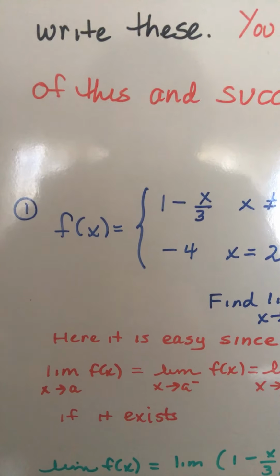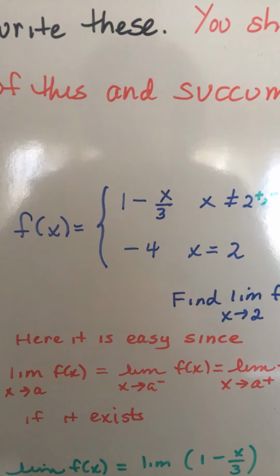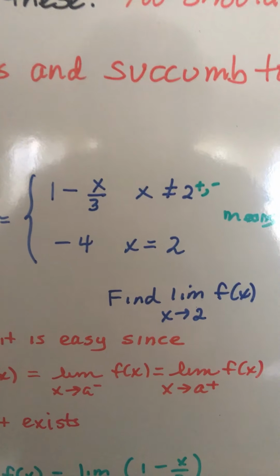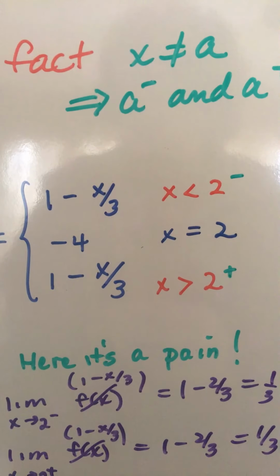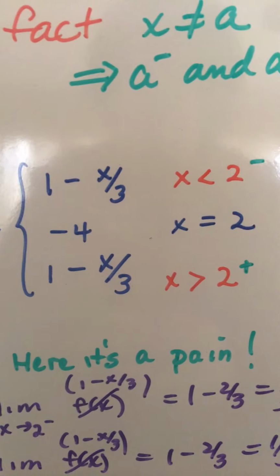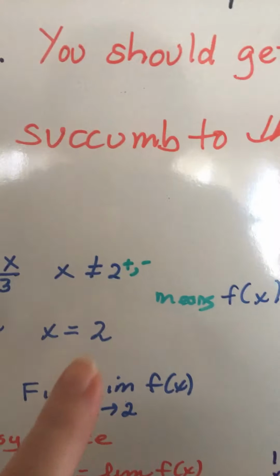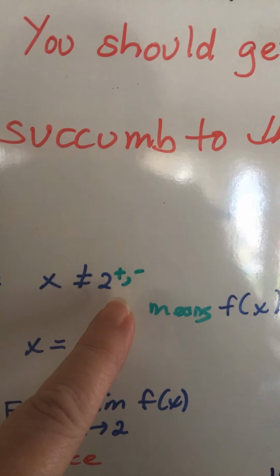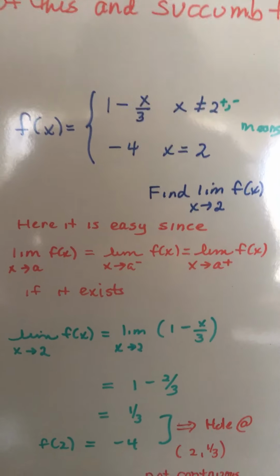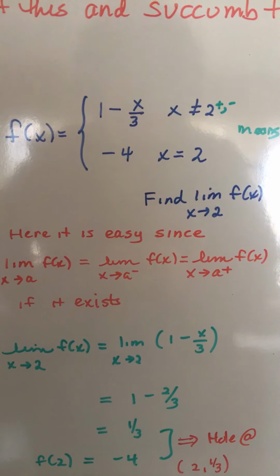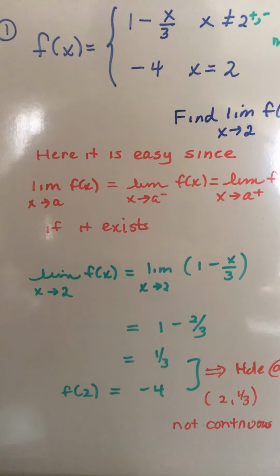So, for example, f of x is equal to 1 minus x over 3 when x is not 2, and -4 when x is 2, and I want to find the limit. Well, I could rewrite it, because the 1 minus x over 3 is on the left and on the right, and see 2 from the left and 2 from the right, or I could just accept the fact that this means 2 left and 2 right. Since I know that the limit exists only if the limit from the left equals the limit from the right, then this problem is simply direct substitution.